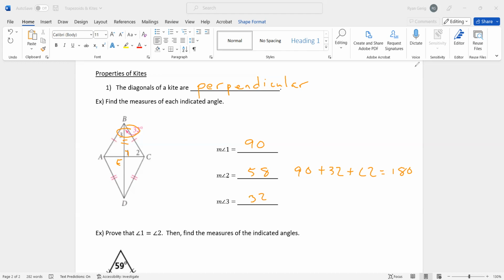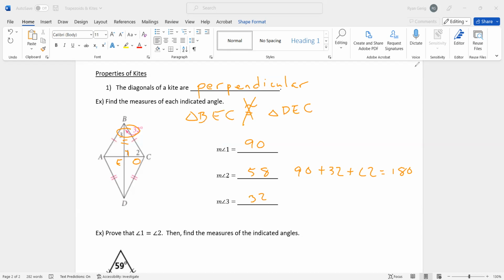So angle 3 is 32. All right. Now I could not say that this angle is 58. A lot of people think that those are also 58. That's not the case because triangle BEC is not congruent. So that means it's not congruent to triangle DEC. Those are not congruent.